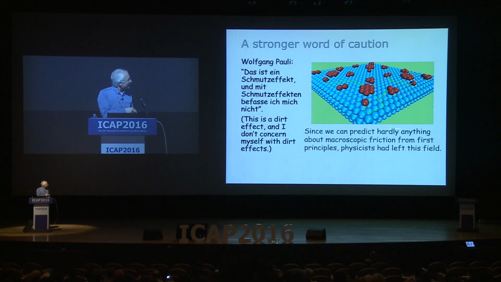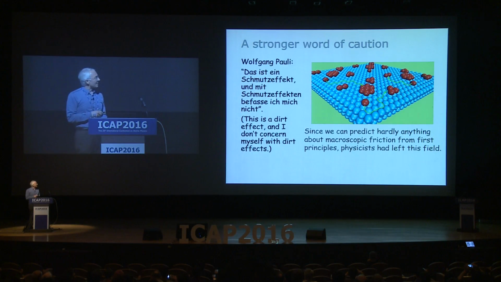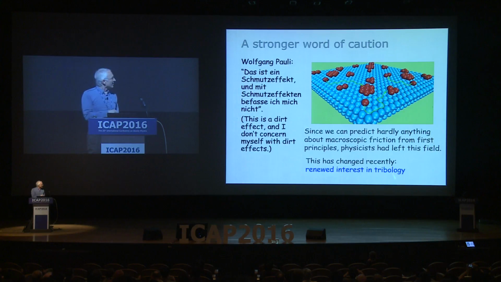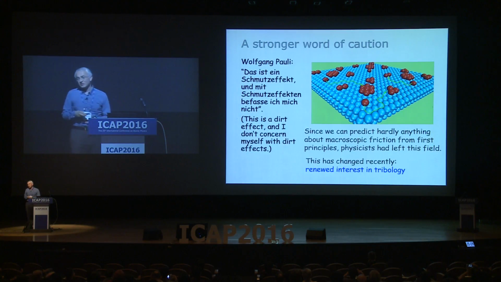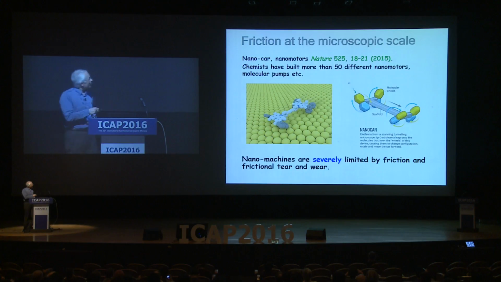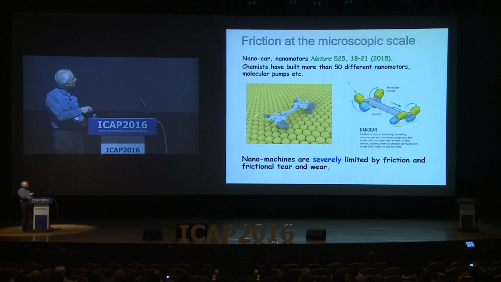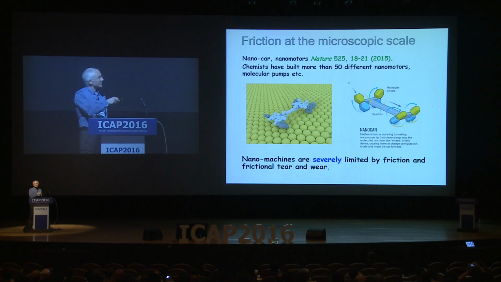However, one can say that maybe some 10, 20 years ago, because it was very hard to predict anything about macroscopic friction from first principles, most physicists had left this field. This has, however, changed recently, and there's a renewed interest in tribology, especially at the nanoscale. And one of the reasons is that chemists can now build really nanoscale machines. They can build machines that have tens or hundreds of atoms.